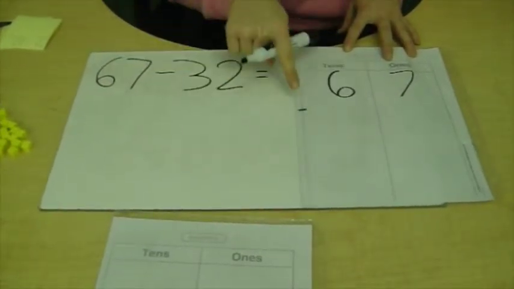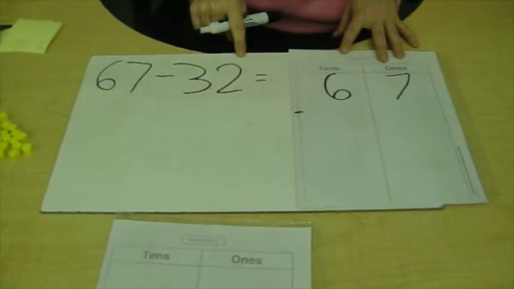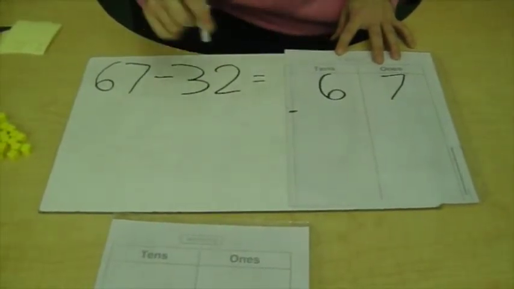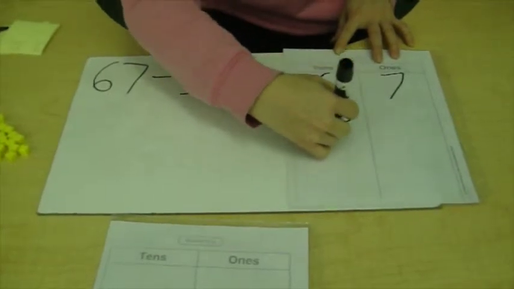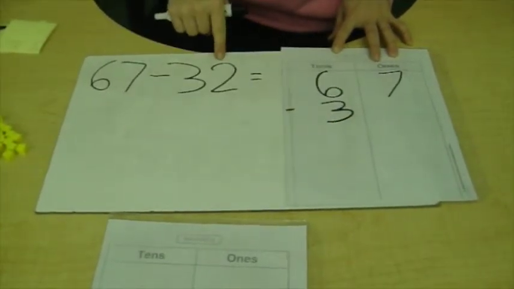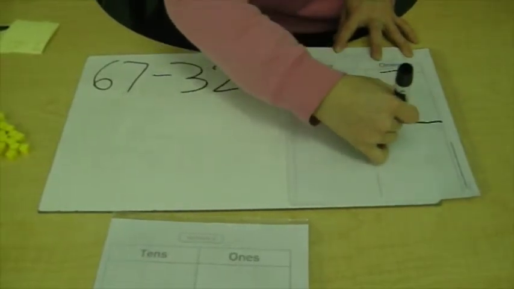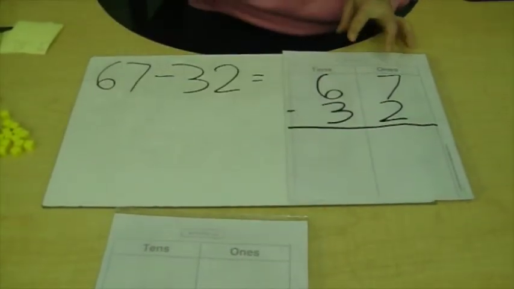Now I've got to put my takeaway sign. Look at my second digit, 32. In the number 32, I've got 3 tens. So I'm going to put a 3 right below that 6. And I've got 2 ones. So I'm going to put a 2 right below that 7. My horizontal line for my equal sign.